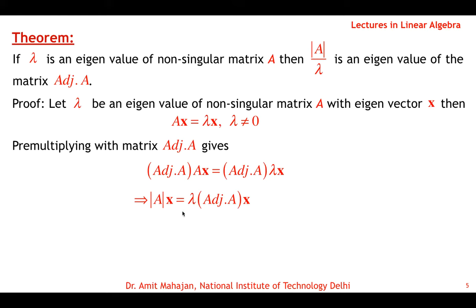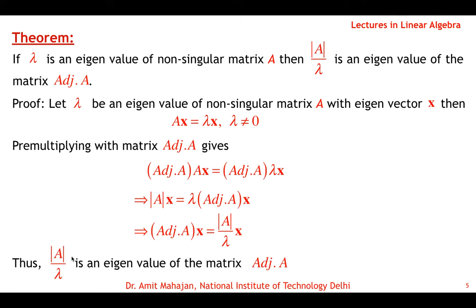So determinant A times x equals lambda times adjoint A x, and because lambda is non-zero, we can divide by lambda to write that the adjoint A matrix times x is determinant A by lambda times x. So again you see that a matrix multiplied with a vector equals a scalar multiplied with the same vector x. So x is the eigenvector with corresponding eigenvalue determinant A by lambda for the adjoint A matrix. Okay, so this is again an interesting result.